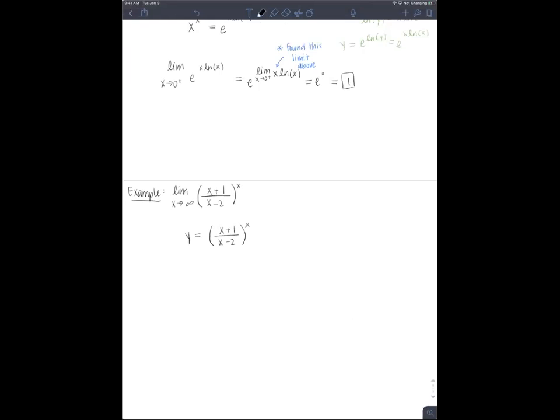Okay, so I'm going to get, yeah, and then I'm going to take the ln of both sides. So ln of y is equal to x, ln of all of that. And then I'll just take the e of both sides.